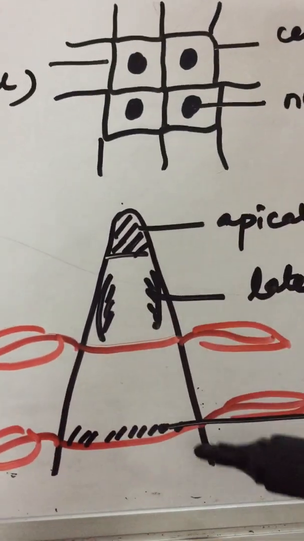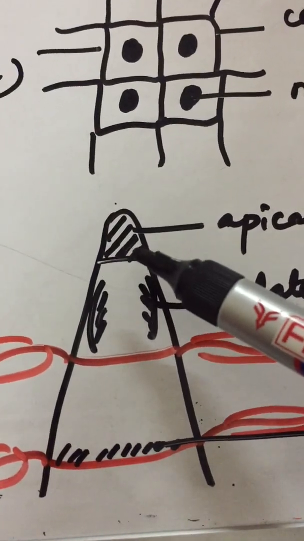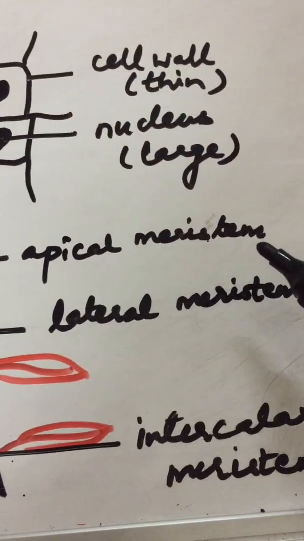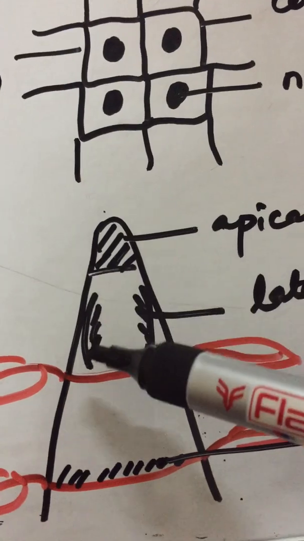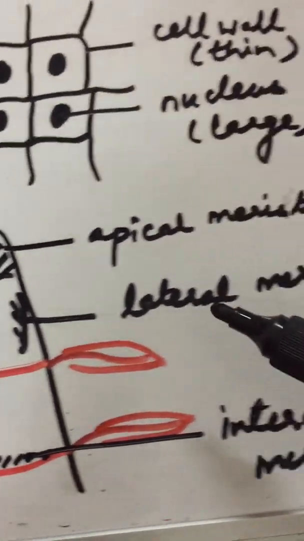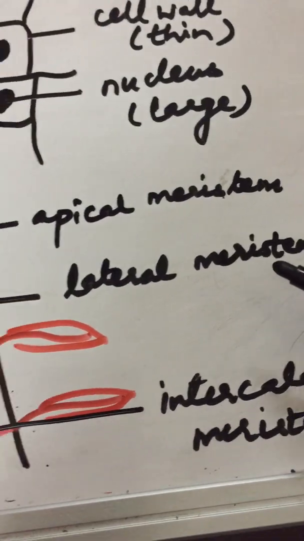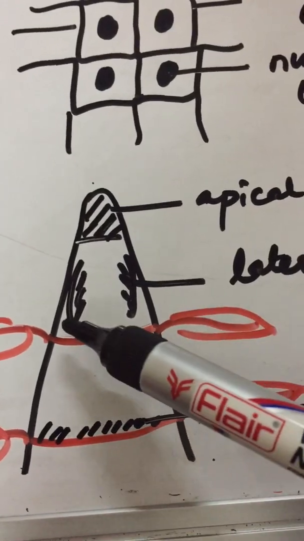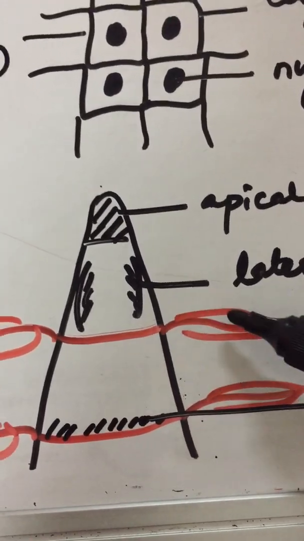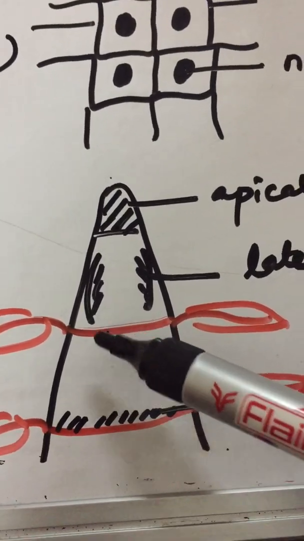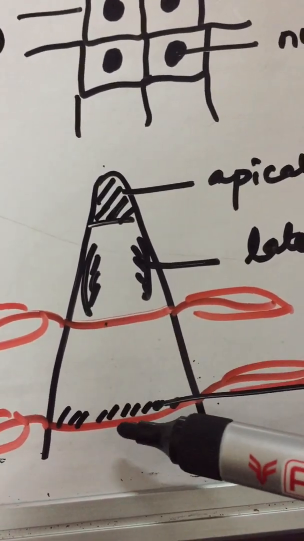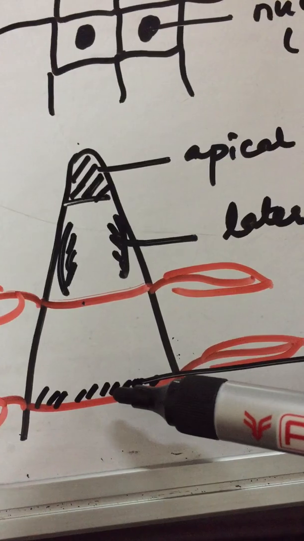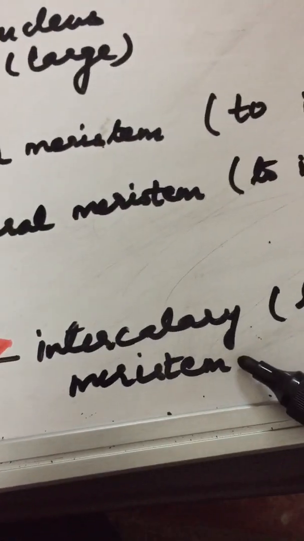If we take a look at this stem, we will find that meristematic tissues which are present at the tip of the stem constitute the apical meristem. The ones which are present laterally or on the sides of the stem constitute the lateral meristem. And the ones which are present at the base of the internode. Remember, in a stem, the region where a leaf arises is called a node, and the leafless portion between two nodes is called the internode. So those meristematic cells which are present at the base of the internode constitute the intercalary meristem.